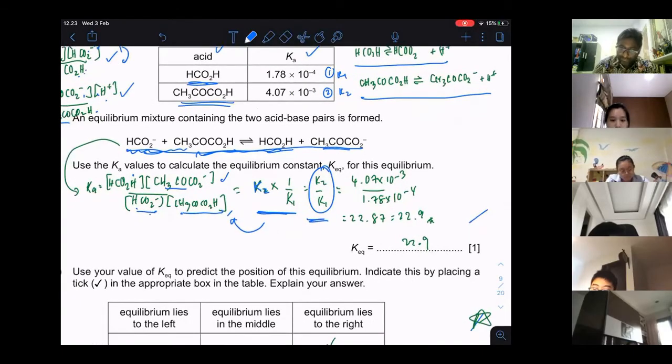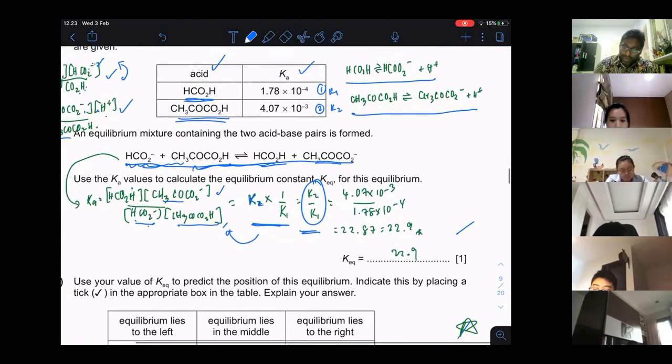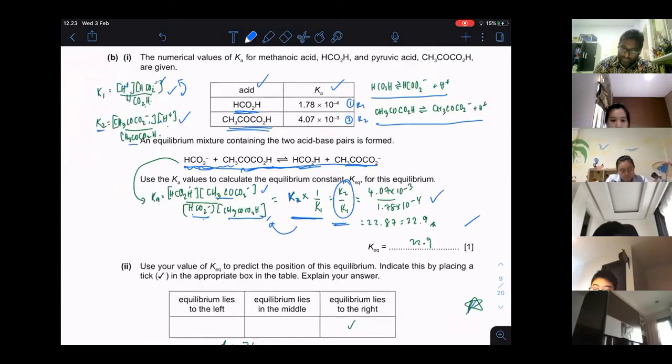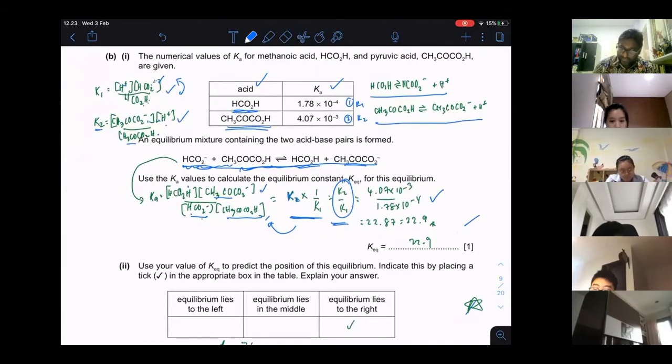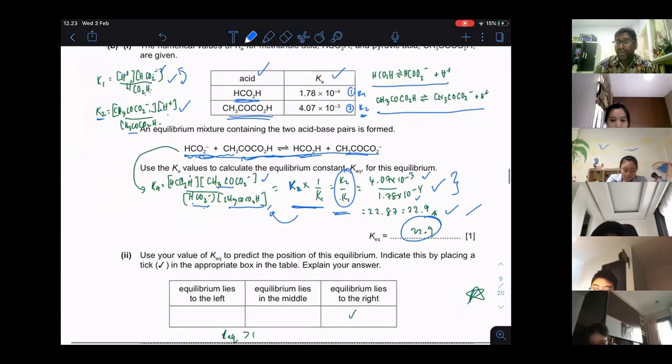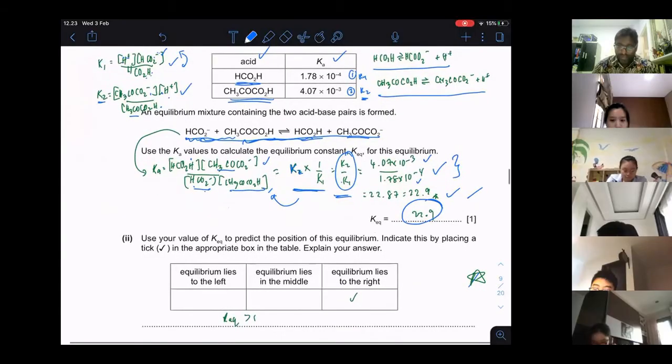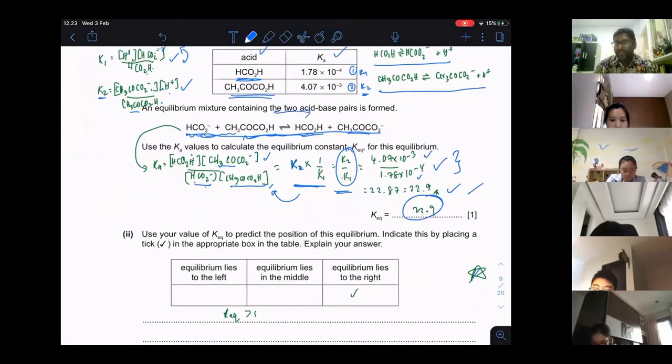So for this one, you just put in the value. K2, just take the entire value, but for K1 it is 1 over K1. So I just put over here 1.78. When I calculate, I get 22.9. So I just put 22.9 over there. Now, use your value in K equilibrium. You see your K equilibrium is going to be more than 1. If it is more than 1, the position is going to be more to the right.